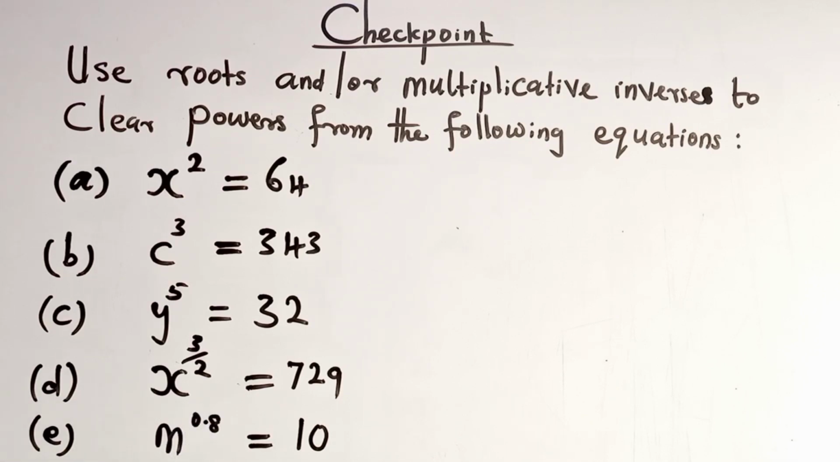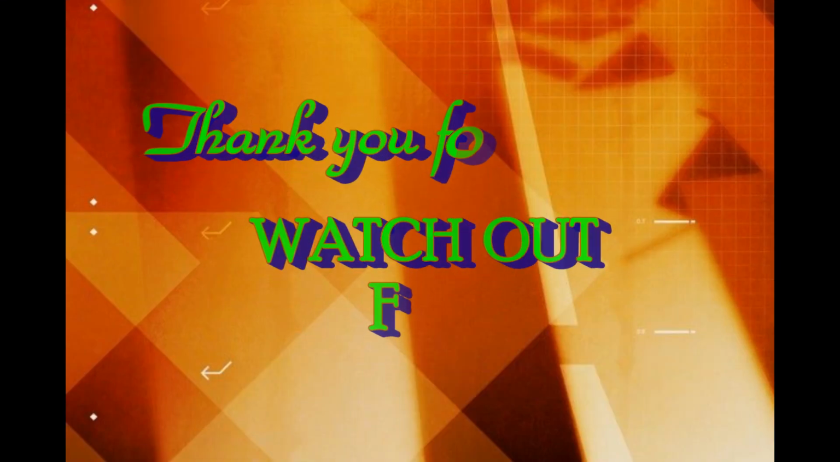The fifth one, that's number E, is m raised to the power 0.8 is equal to 10. Please convert this 0.8 to a vulgar fraction first before you can look for its inverse, and then you can go on to solve it afterwards. All right, I believe that you get the correct answers to these questions. That's because I have the confidence that you listened while I explained all I did in this part.